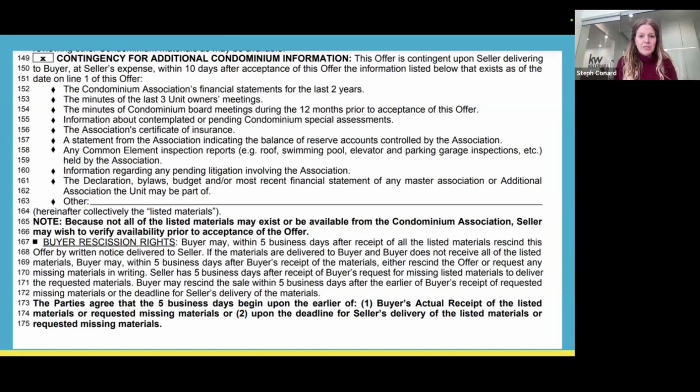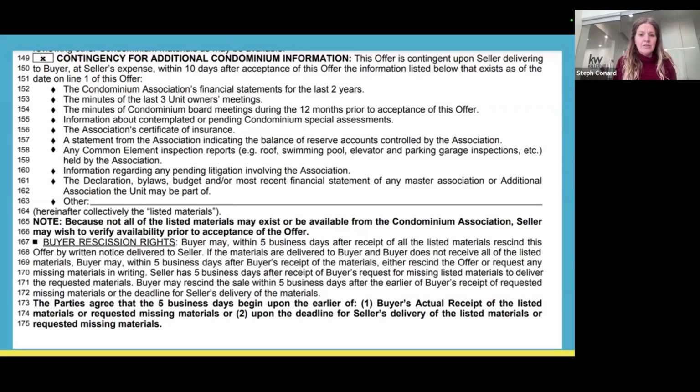The declaration, bylaws, budget, and or most recent financial statement of any master association or additional association. On line 163, you could put other. I just had to do this for a condo buyer. I can't remember what we were asking for again, but it was outside of these. So we just wrote it right in.